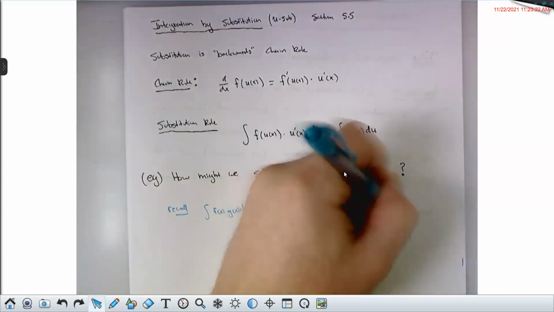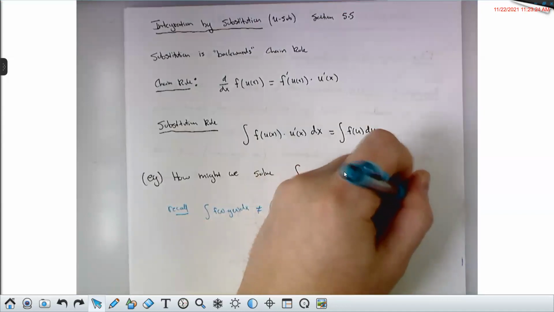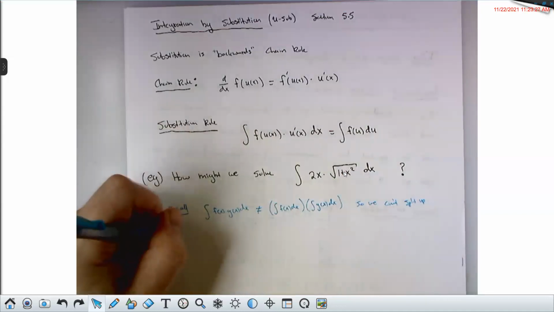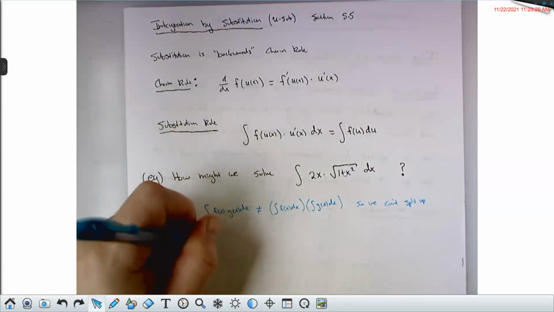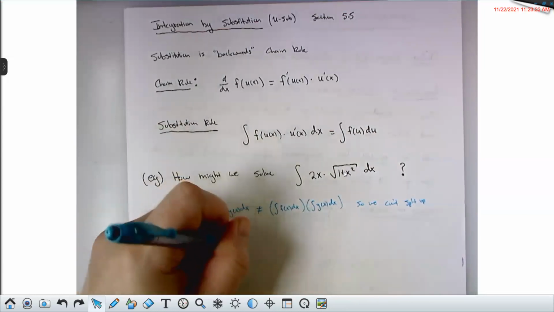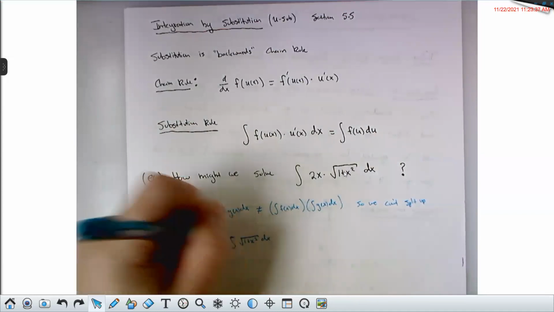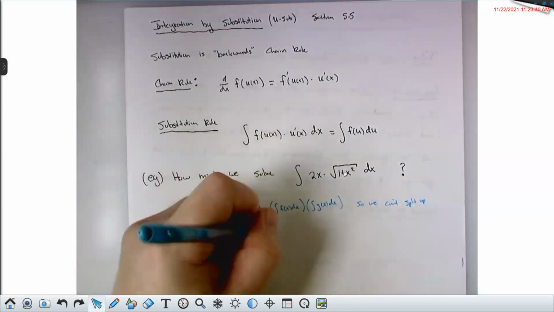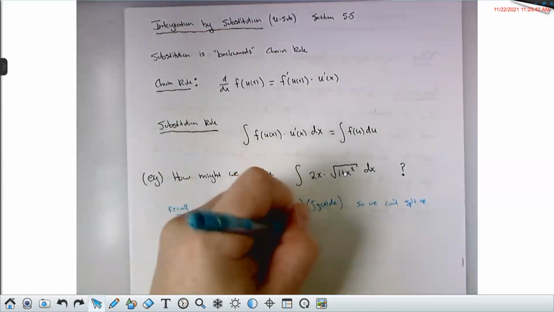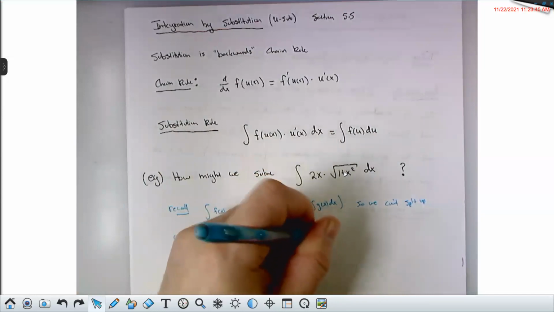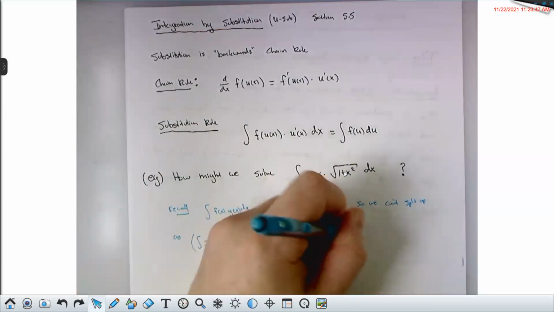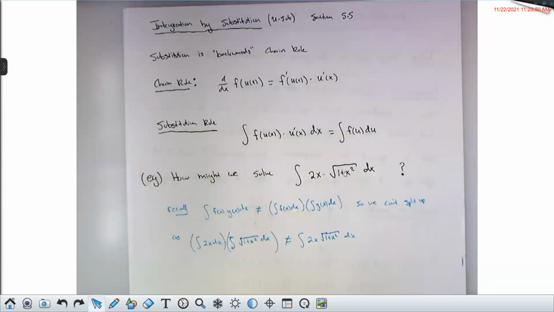So we can't split this up as integral 2x dx times integral square root 1 plus x squared dx. Right? This is not equal to our problem, integral 2x times the square root of 1 plus x squared dx. And in fact, that's a good thing, because the second integral here is much, much harder than our whole problem.